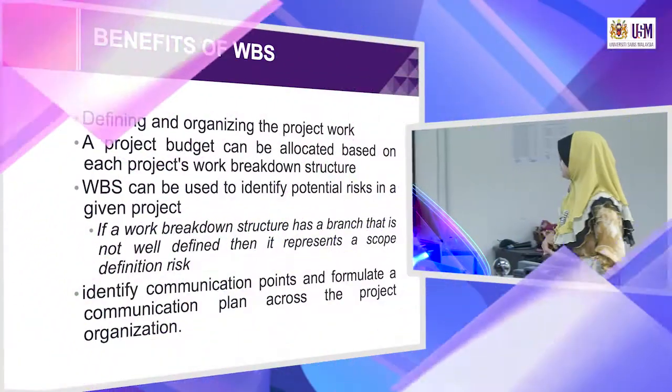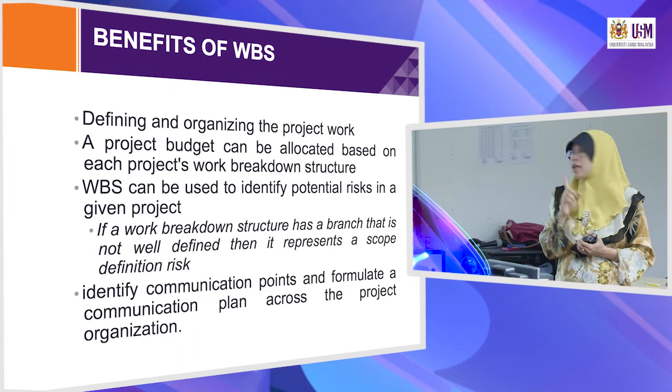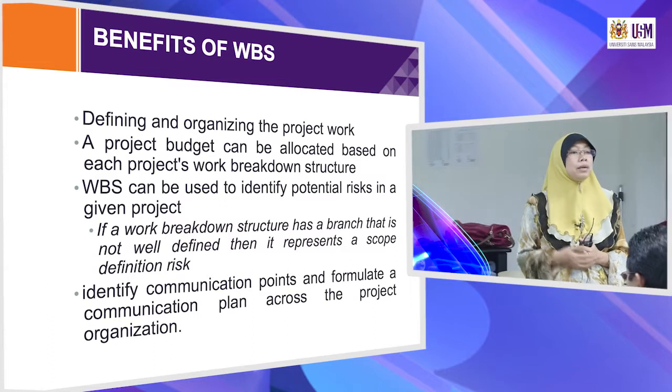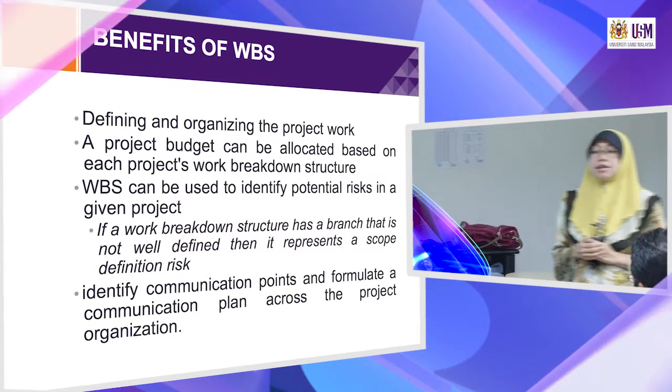If a work breakdown structure has a branch that is not well defined, then it represents a scope definition risk. So for example, Hanim said just now that the risk is there are no participants. That means the risk is no participants. It must be that you did not define the scope of participants well. How are you going to make sure that the participants are there?